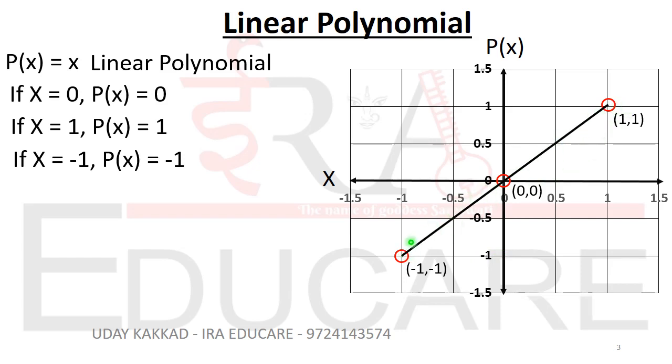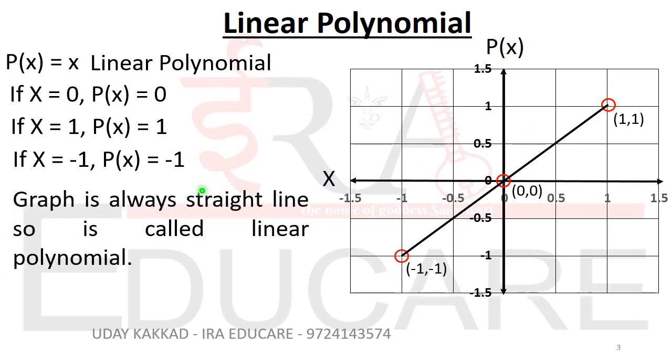The graph looks like a straight line. That's why it is called a linear polynomial. You can go anywhere. The graph of a linear polynomial is always a straight line, so it's called a linear polynomial.